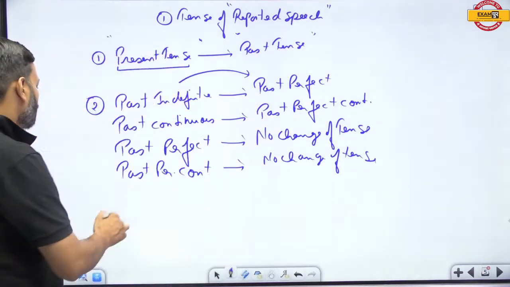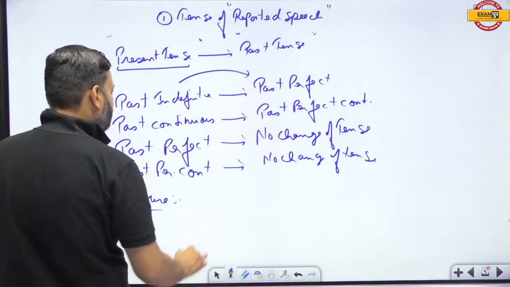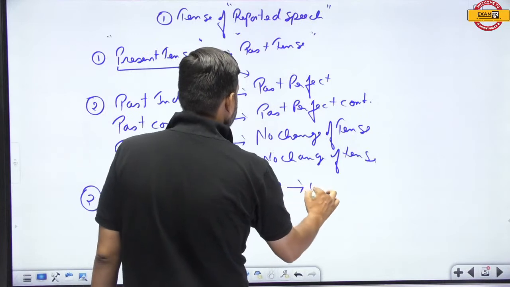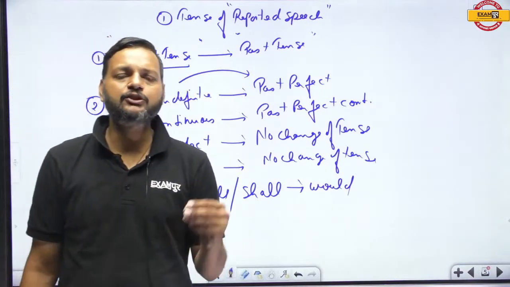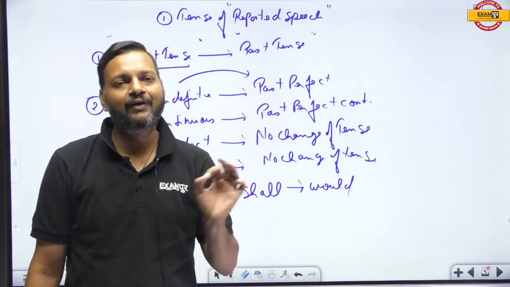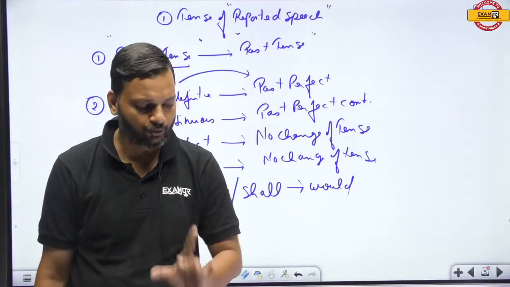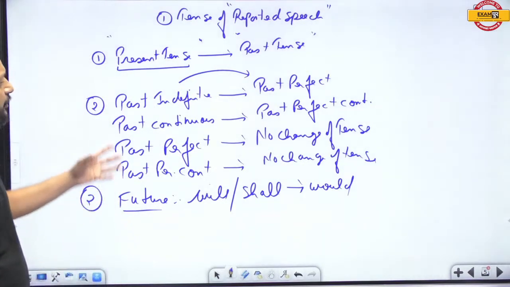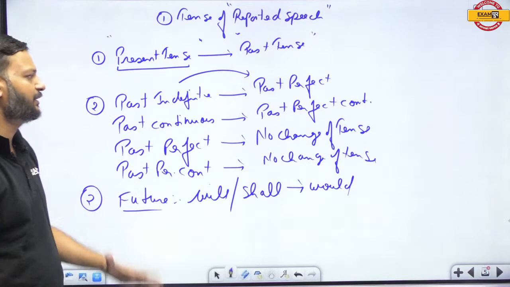Now if we talk about future, very precisely, in future you simply have to change will, shall into would, nothing much. There is a misconception that will should be changed into would and shall should be changed into should, but this is absolutely wrong. Whether it is will or shall, if it is future tense, you have to change it into would, not should. So this is how we change the tense of reported speech in indirect sentence.